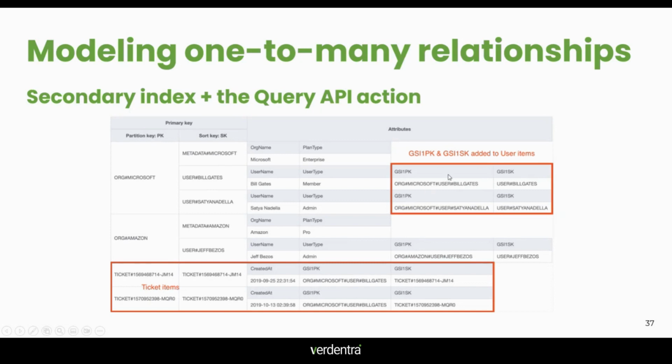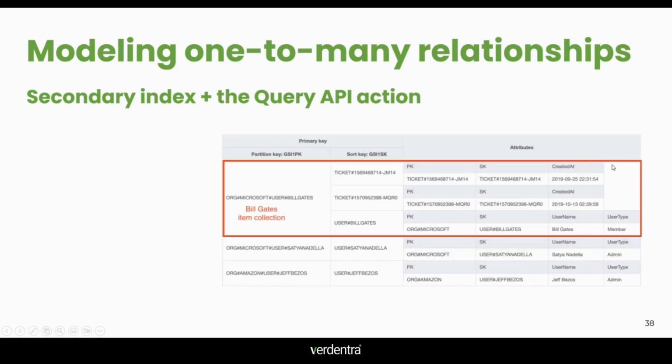how the GSI is going to work for user items here, but for your ticket items, you have the same as this: org Microsoft, user Bill Gates, because tickets are kind of concerned with a user, so it makes sense to do it this way. And your sort key now is going to be the ticket ID. This doesn't make sense this way, but if you try to query things using the index now, you get a whole different view on your items.